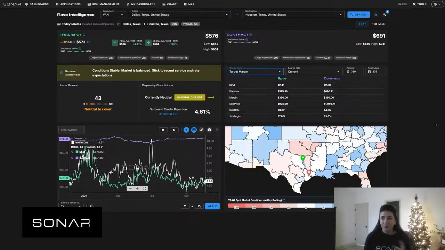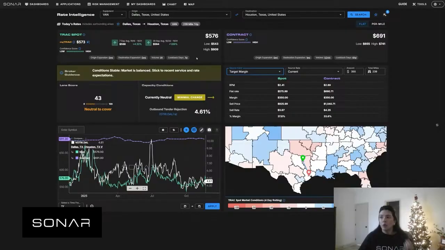So for this lane specifically, it's a pretty stable market. It's not giving you too much trouble. You're sticking to your recent service and rate expectations. So kind of just keep doing what you have been doing. Don't expect any immediate shifts that you didn't see coming. So from a broker perspective, standard market conditions, not going to give you too many issues. And then if you're a shipper, if you have a last minute fall off, it's probably not going to be too difficult or too expensive to get this shipment recovered. So this is just great to see.